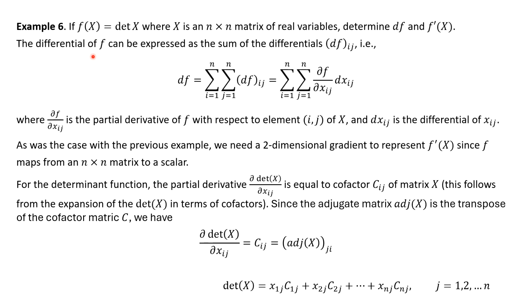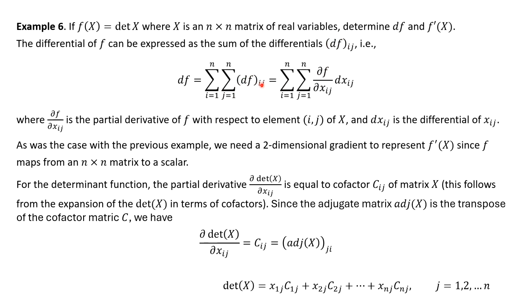Our next problem is to find the differential and the derivative of the function f of x equals determinant of x, where x is an n by n matrix of real variables. The differential of f can be expressed as the sum of the differentials of f with respect to each variable in x. That's why I have an ij here. And the formula is given by this, the sum of each one of these.